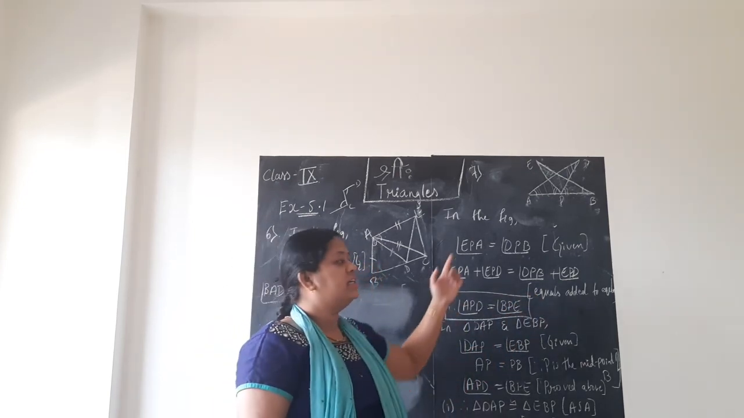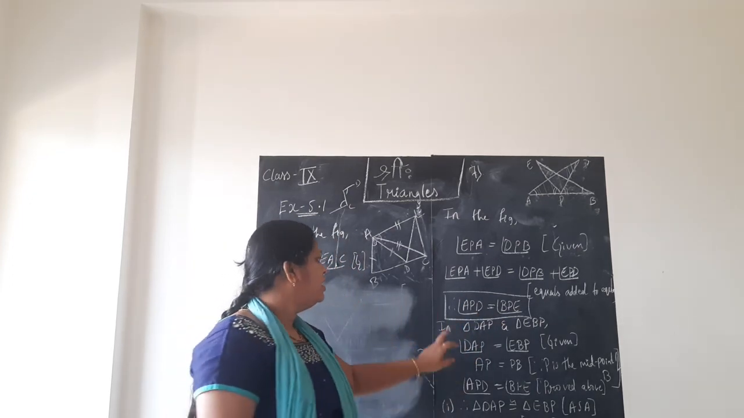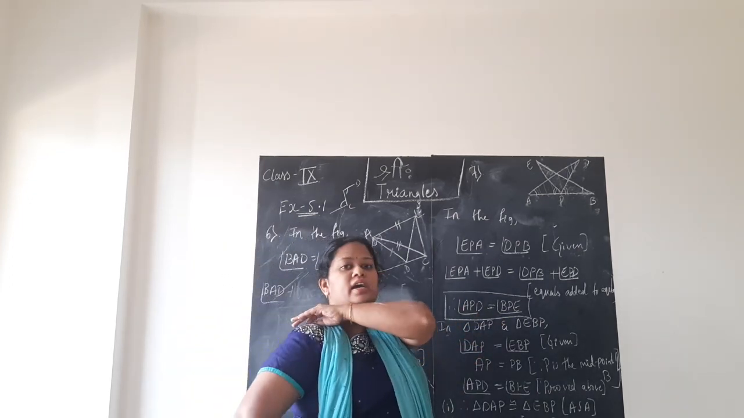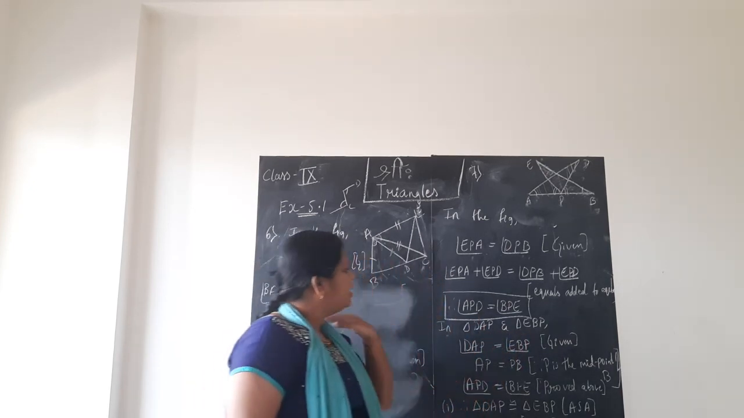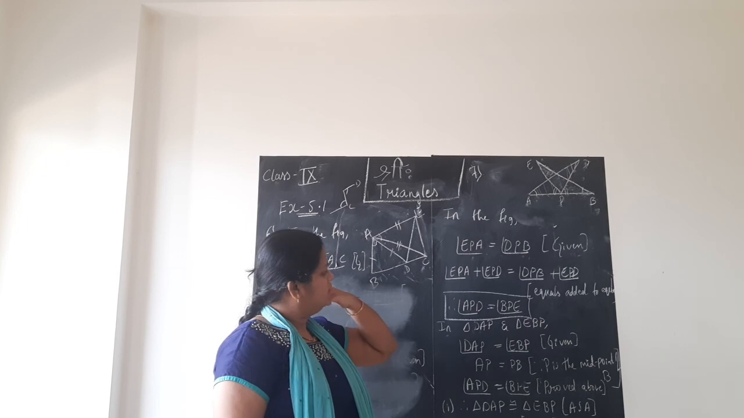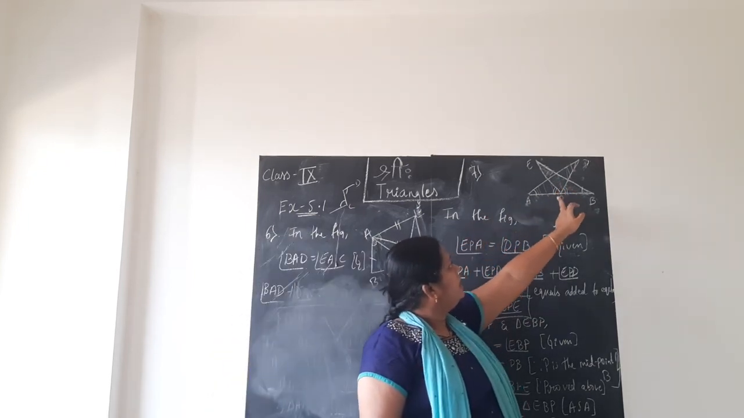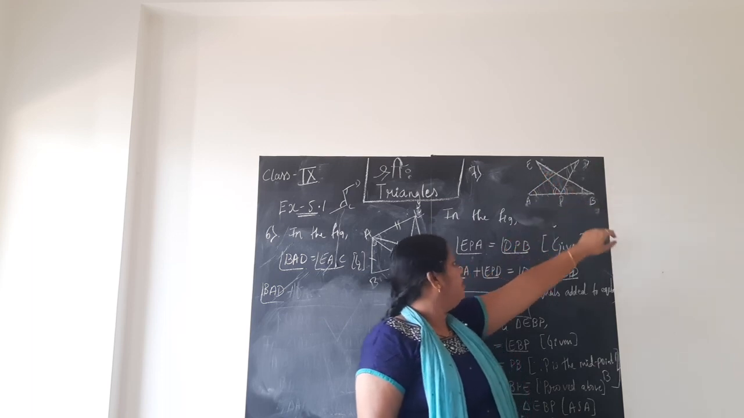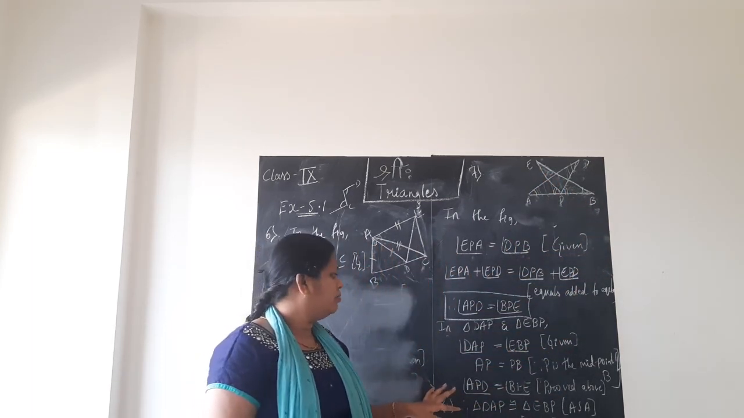Now let us consider the required triangles which we need to prove are congruent. That is triangle DAP and triangle EBP. Now in those two triangles, angle DAP is equal to angle EBP. It is given from the figure only, we can make out.